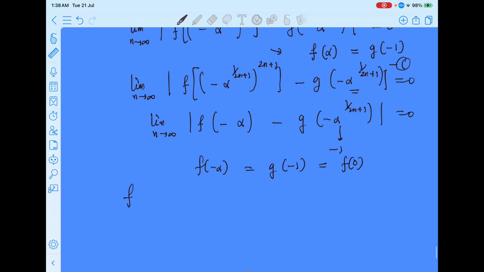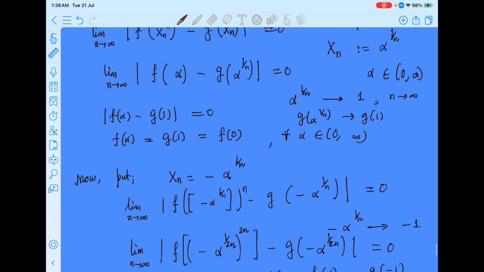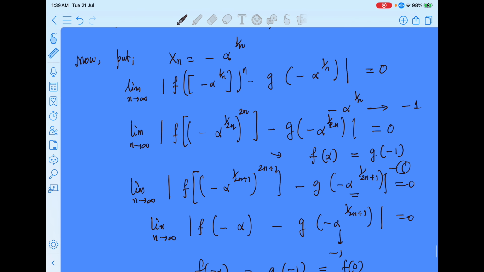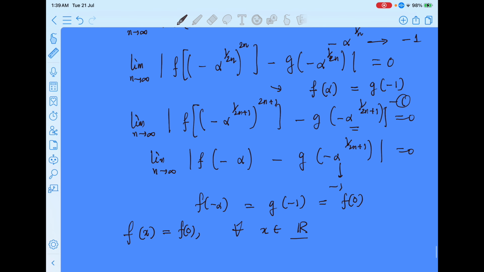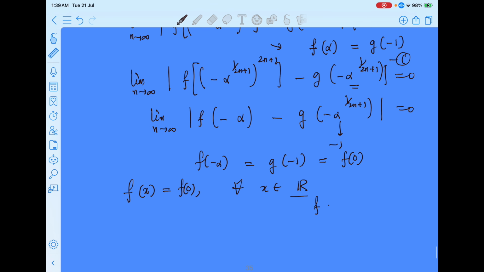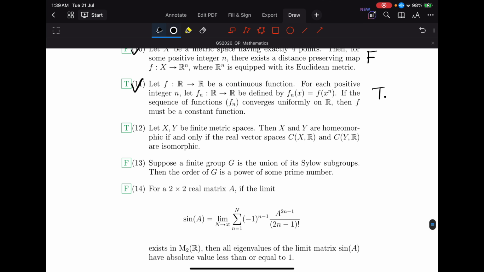So f of x equals f of 0 for all x inside R. So then f is constant. So then this is true.